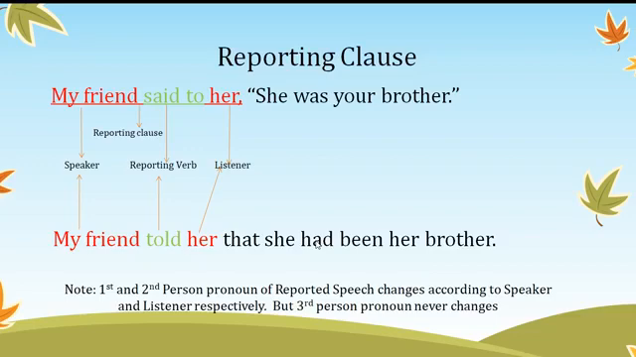Now note, the first and second person pronoun of the reported speech changes according to the speaker. I told you reported speech means inside the inverted comma. If there is a first person and second person pronoun, that will be changed according to the speaker and listener in the reporting clause, respectively. First person changes according to the speaker, second person changes according to the listener. You must know what the first person and second person personal pronouns are. But the third person pronoun never changes. This is the rule that you should not forget. But these first person, second person and third person pronouns must be inside the reported speech, or inside the inverted comma. Don't forget about it. Thus it is called the reporting clause that I am teaching you in a very clear way.